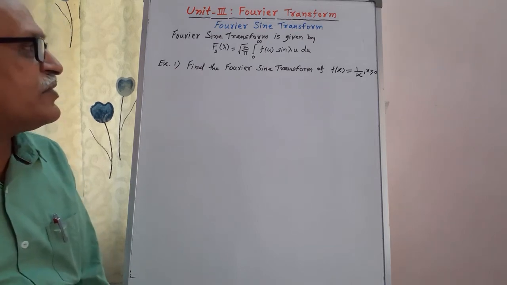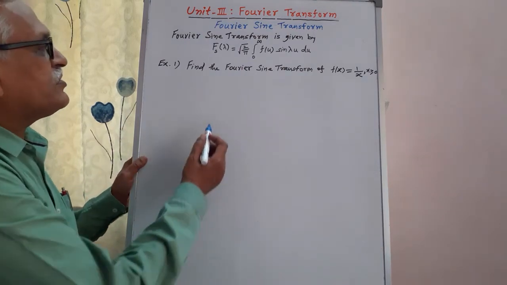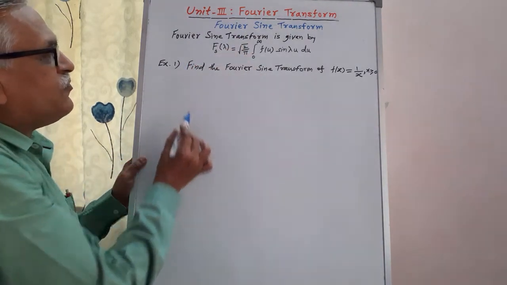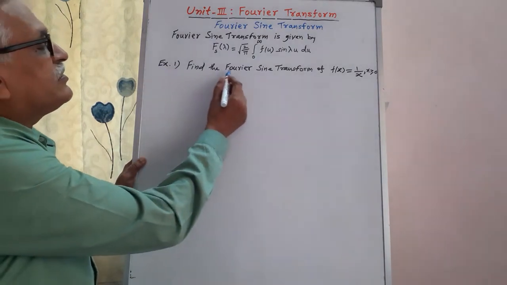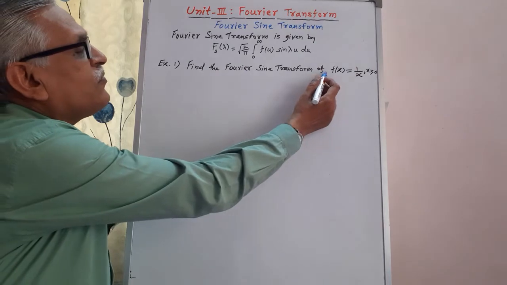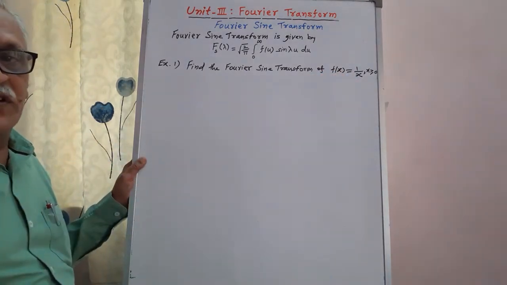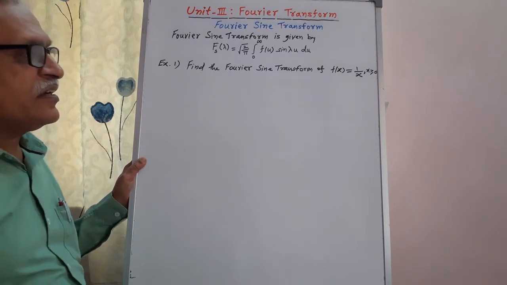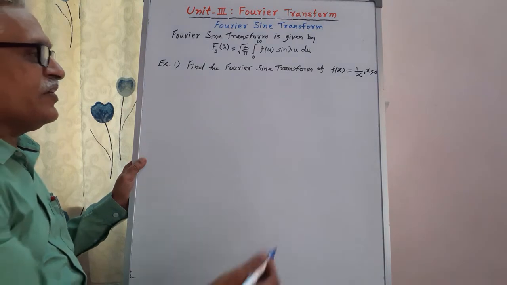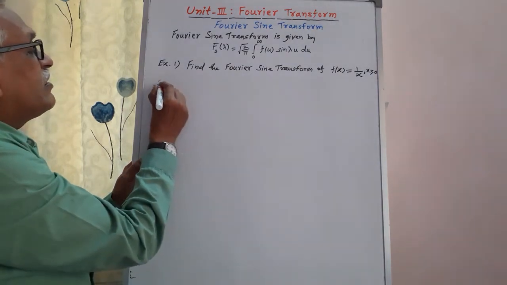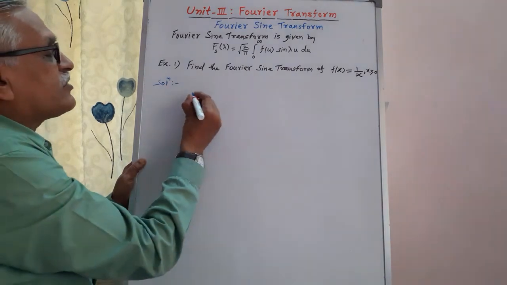In continuation with the previous part, let us see some more examples on the topic of Fourier sine transform. First example, find the Fourier sine transform of f(x) equals 1 by x. The function is 1 by x and the condition is x greater than or equal to 0, meaning x lies between 0 to infinity. Here we require to find the Fourier sine transform.